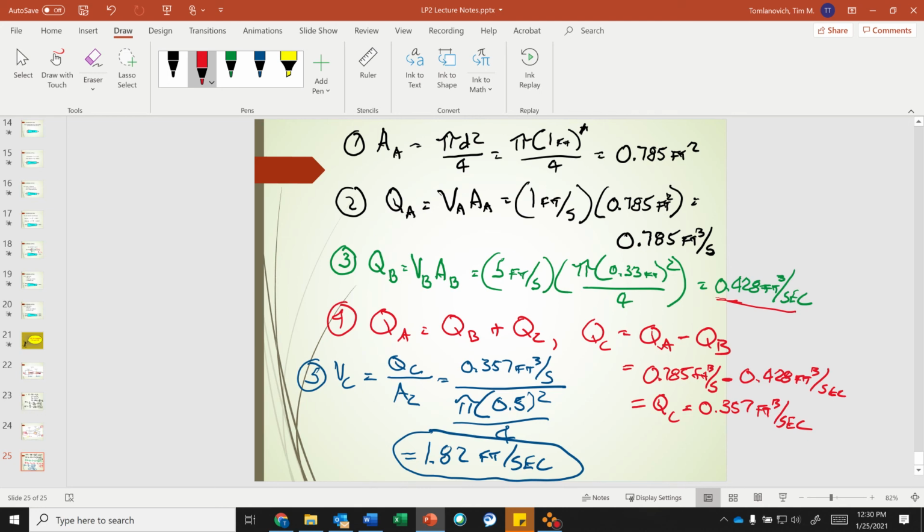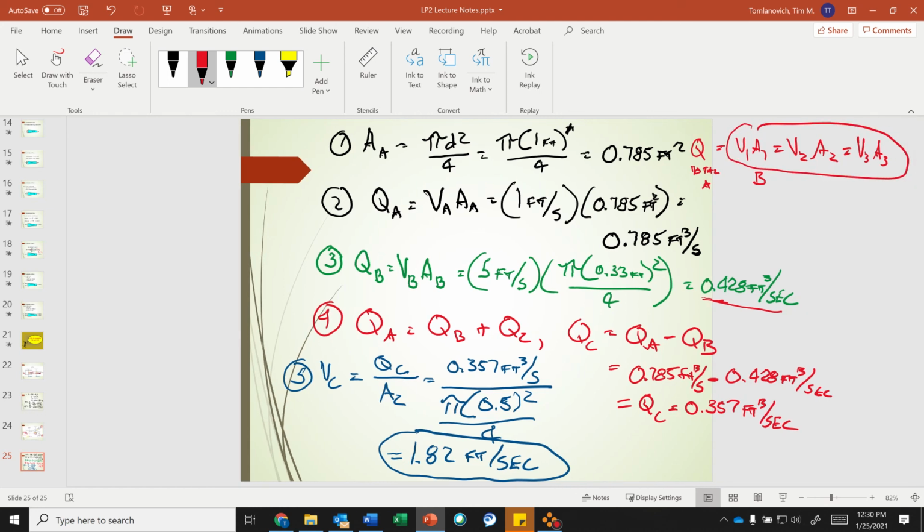Because we can do this, V1 A1 equals V2 A2, which equals V3 A3, which all equals Q, the total Q. So this has to equal the total Q. Remember, they all equal the same. So just ignore what I was just saying there.